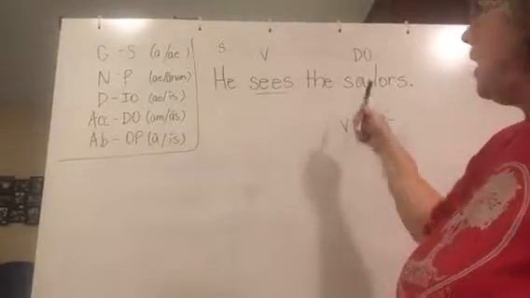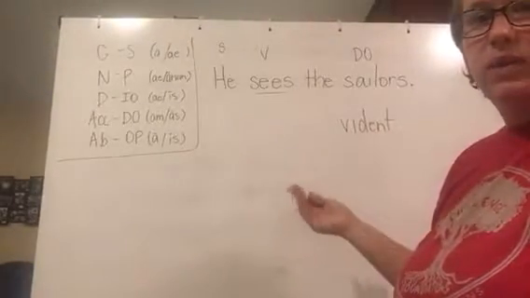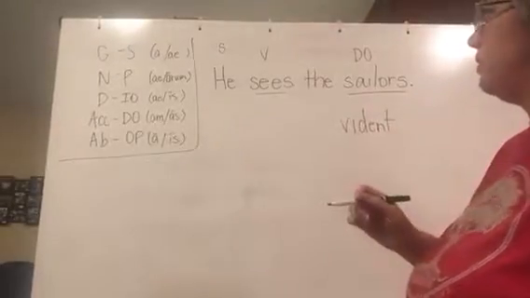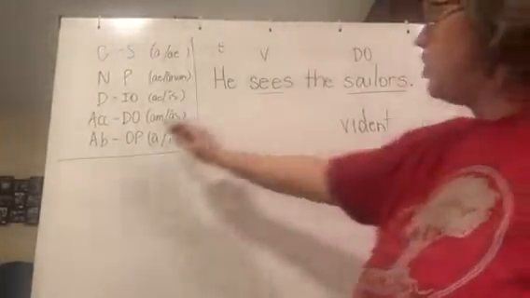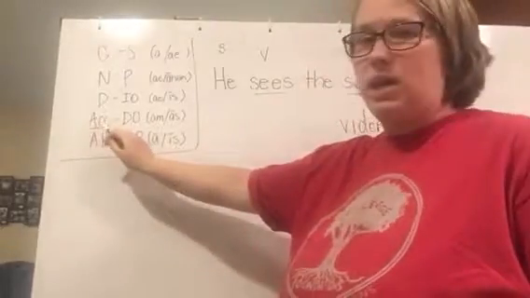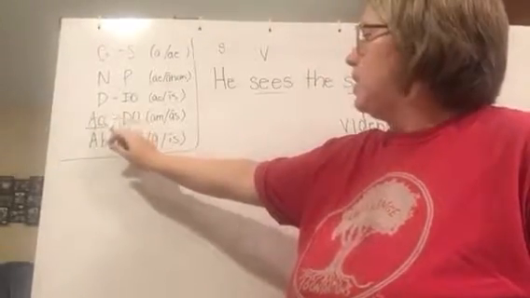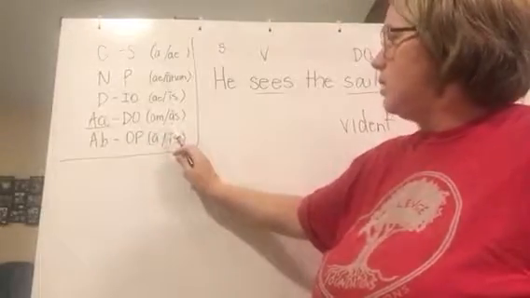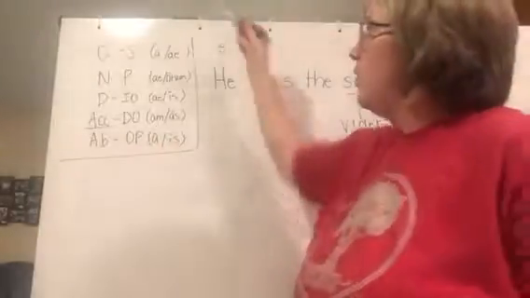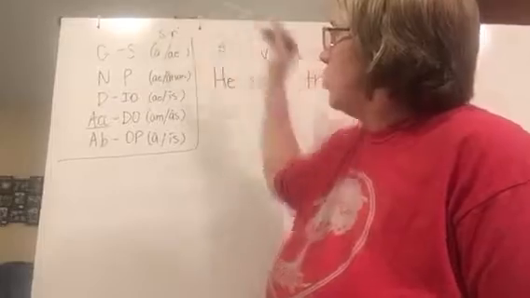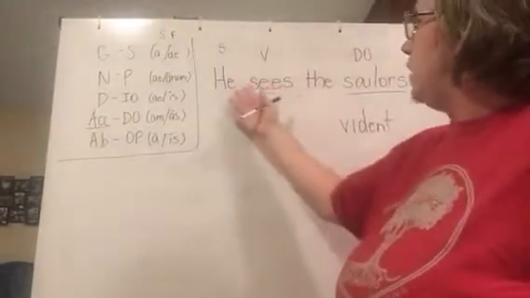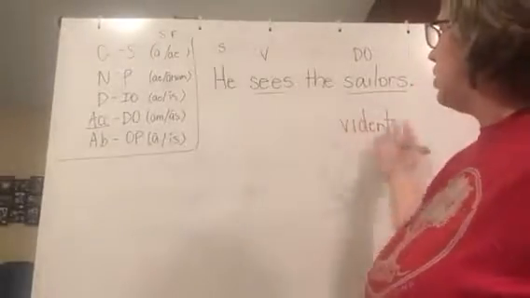He sees. And what does he see? The sailors, okay? So this is our direct object. Our direct object is here. That's the accusative case. And if it's the accusative case, it needs to end with either or os, okay? How do we know if it's or os? We've got singular or plural here. Our verb is going to agree here. What is it? Singular or plural?